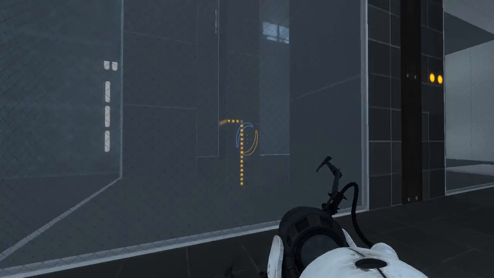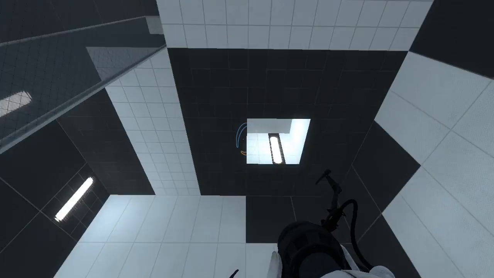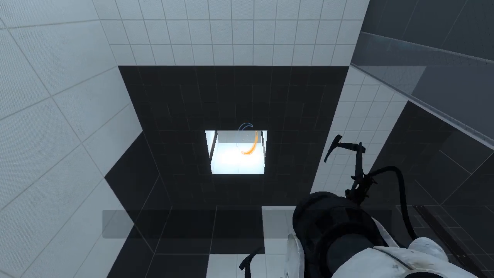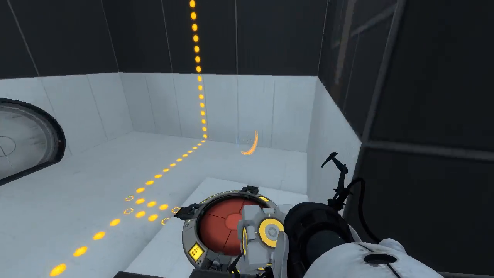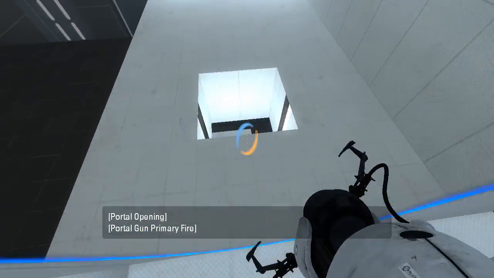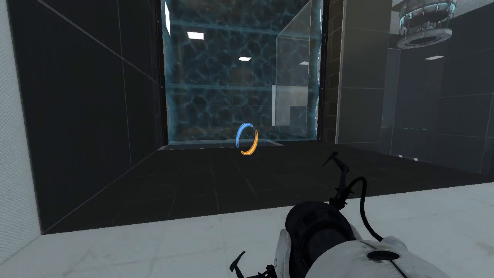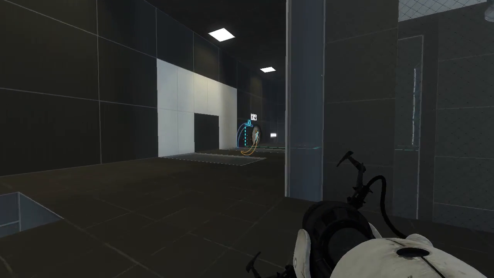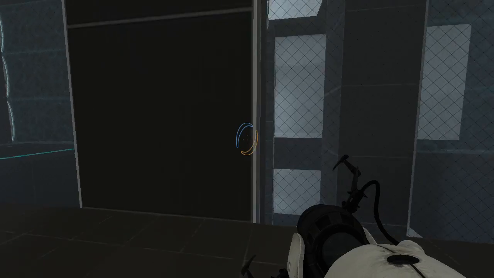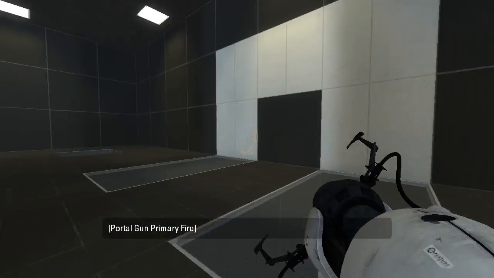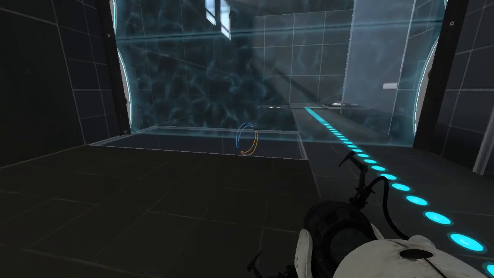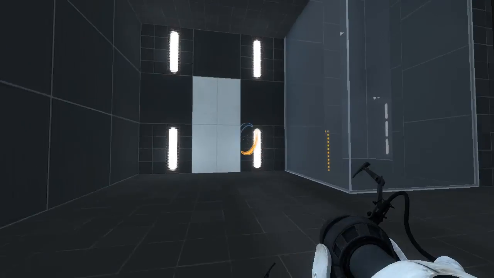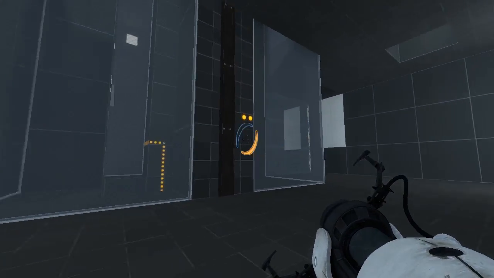Okay, this looks like a Fizzler puzzle. I like Fizzler puzzles. What's with this? Kinda odd. Okay, first things first. Portal here. And then we gotta figure out what to do from there, because I don't know.